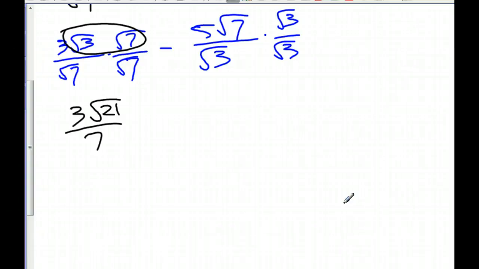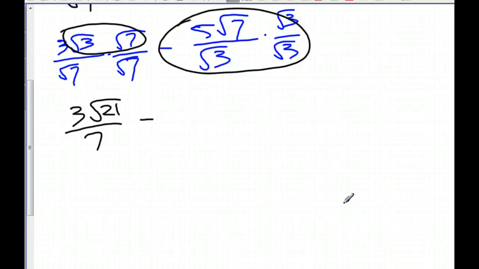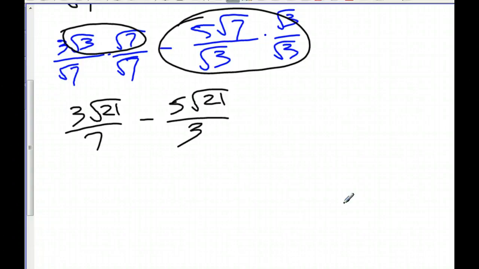I can multiply anytime there's multiplication, I can pretty much do it. Okay, so what do I get for the second mess? 5 square root of 21 over 3. Okay, so now can I subtract? No. What's the problem, Zach? Okay, the denominators aren't the same. So now I have to work on that step.